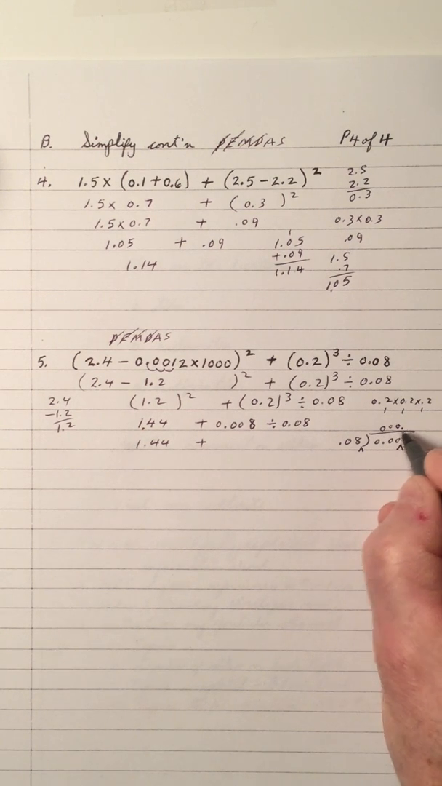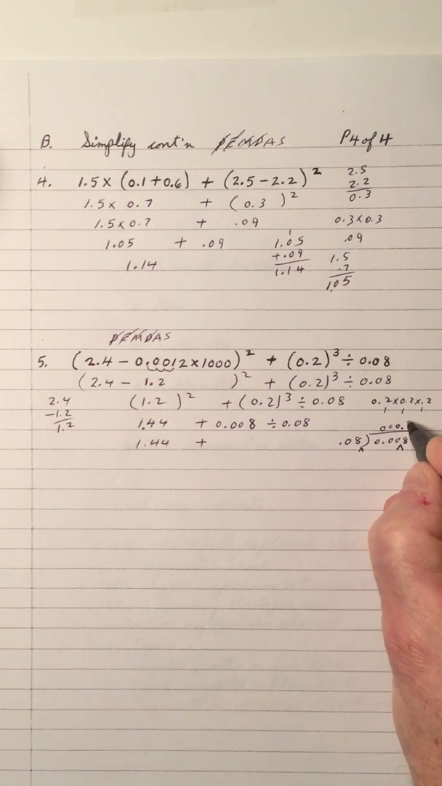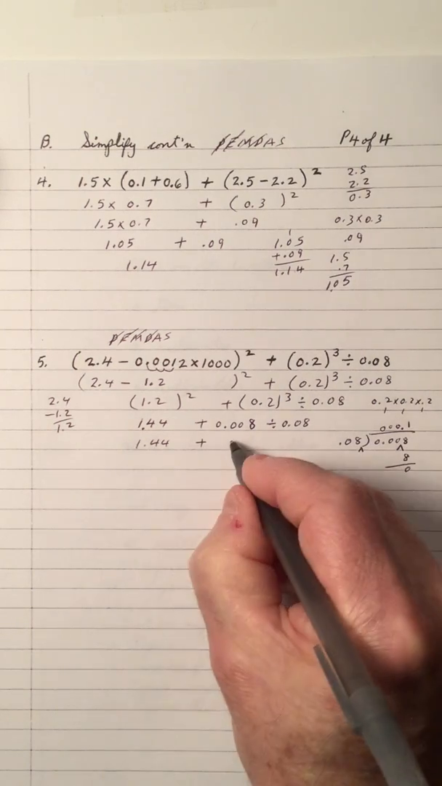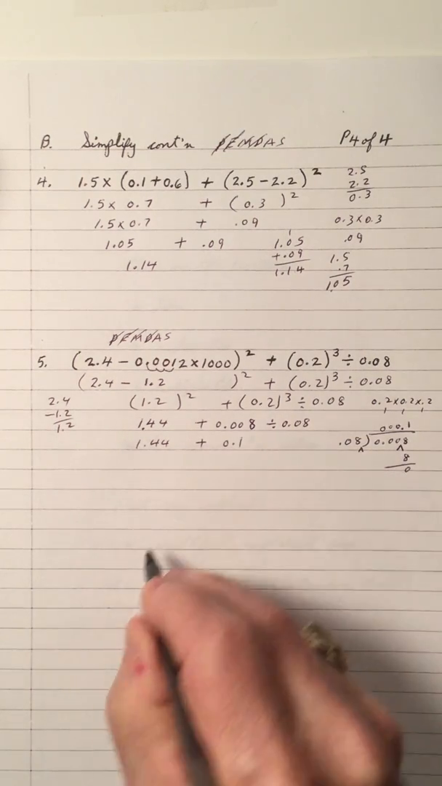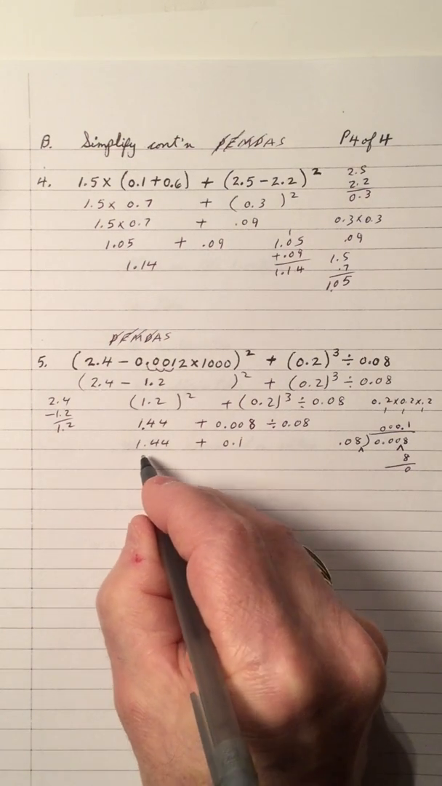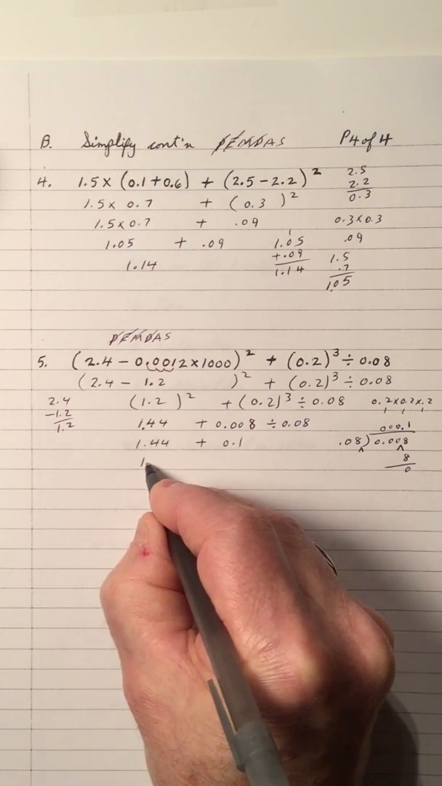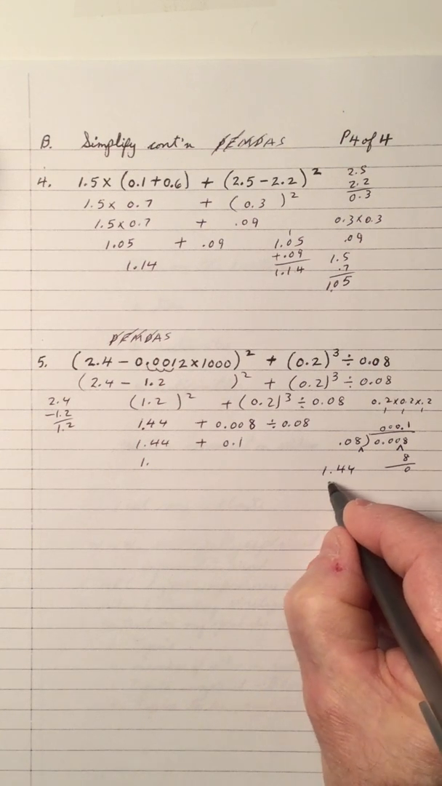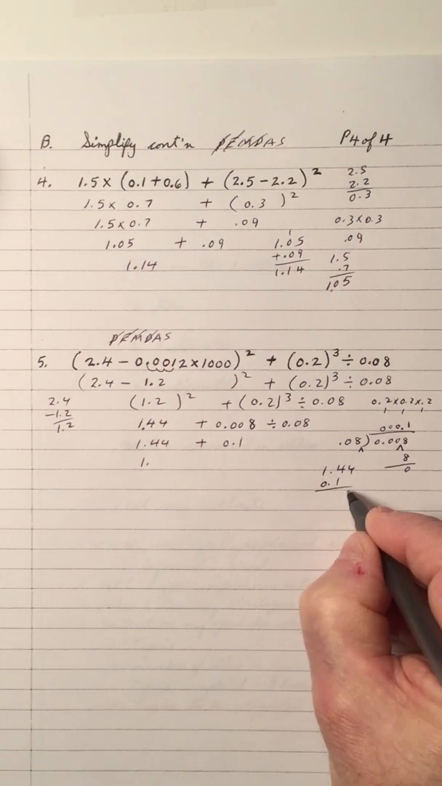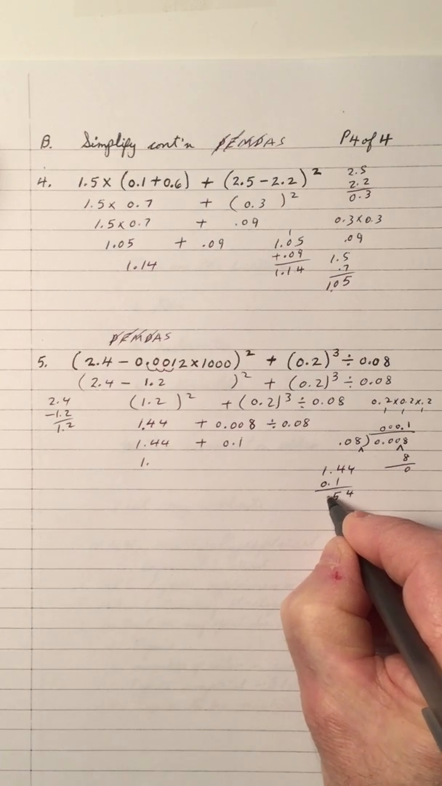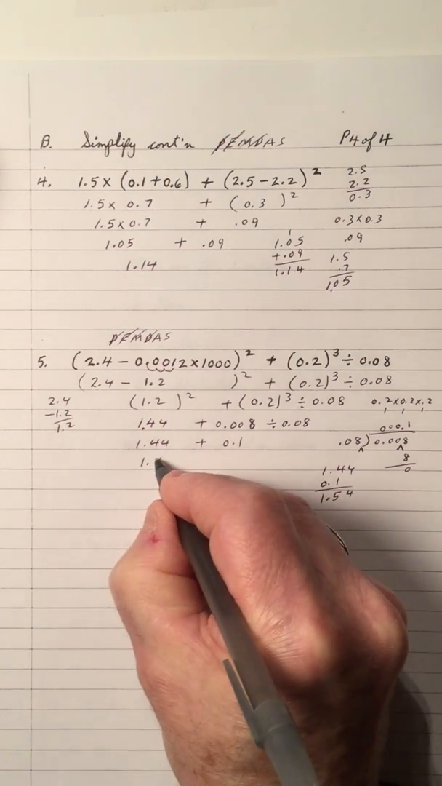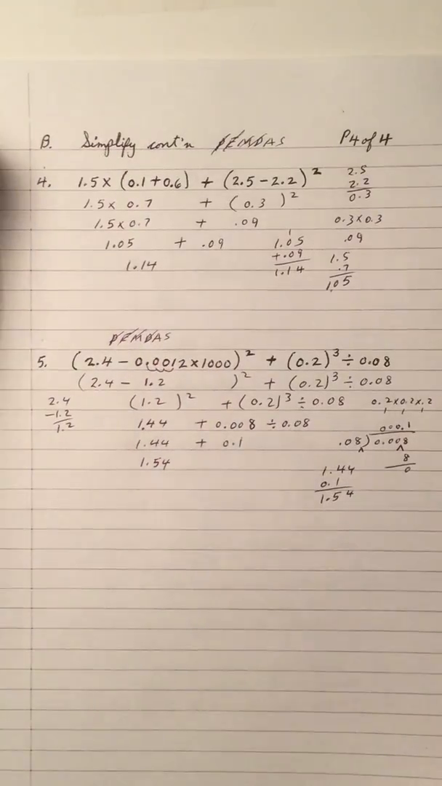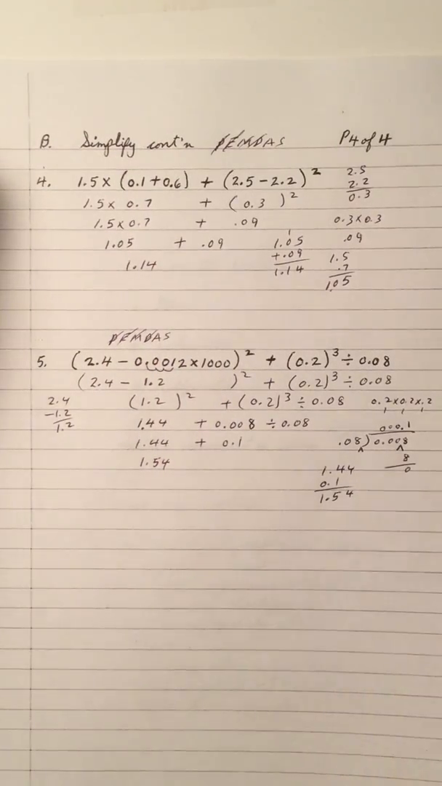Not necessary to do that. 8 into 8 goes once. 1 times 8 is 8, and I subtract and I get a 0. So I get 0.1. When I add that on to 1.44, I get 1.44, add on 0.1, 4, 5, 1, and a decimal. So PEMDAS, very, very important.